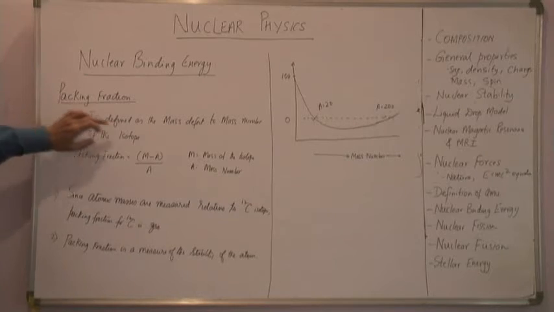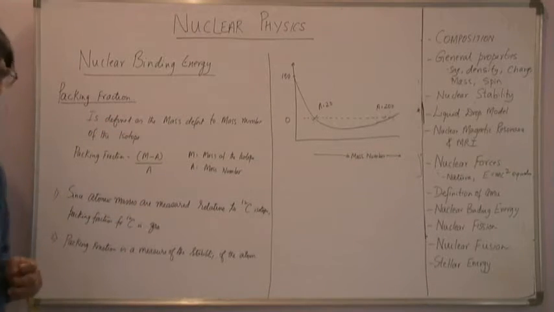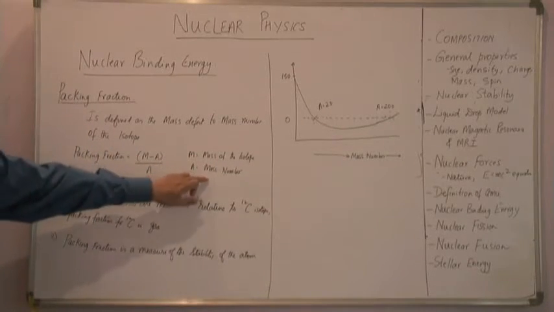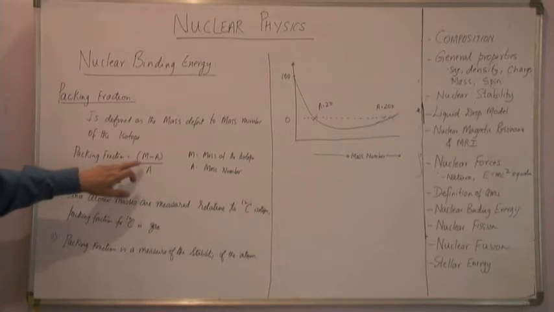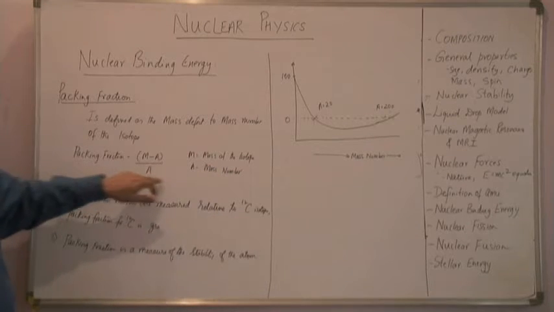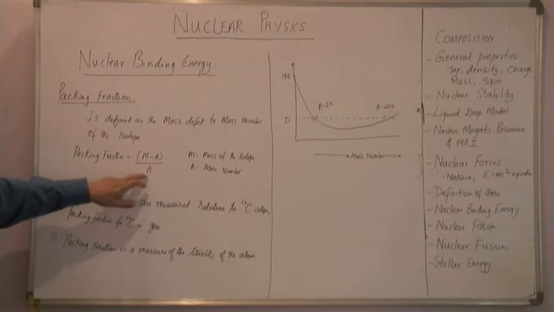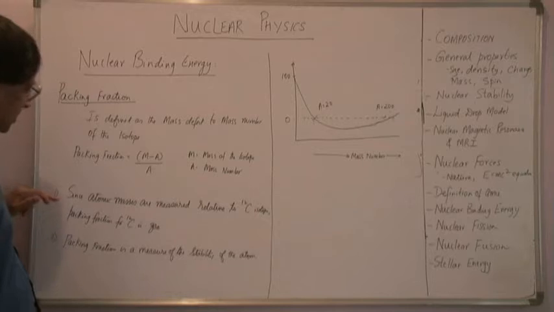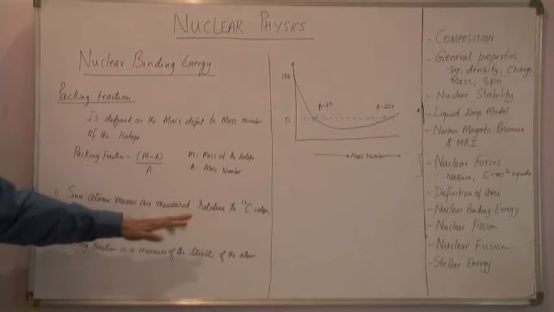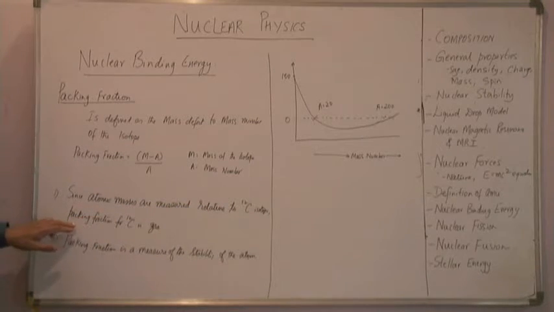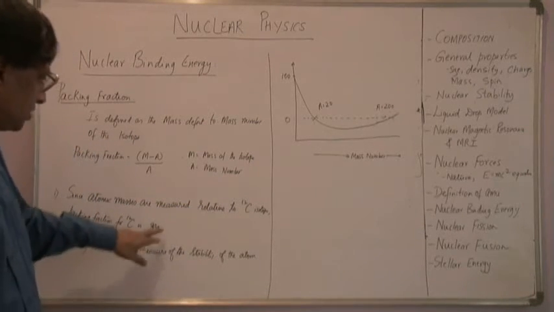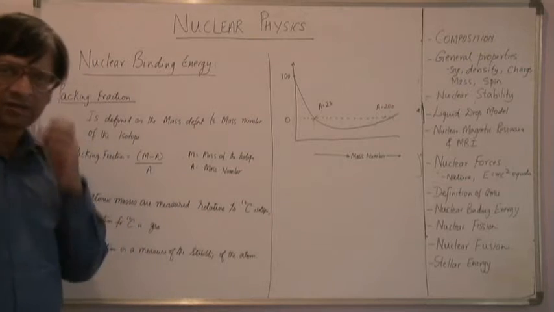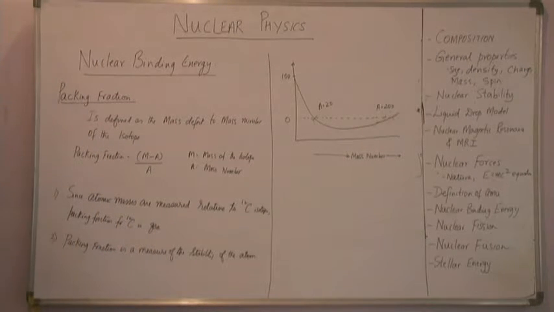Packing fraction is defined as the mass defect to mass number of the isotope. So for example, if we take M to represent the mass of the isotope, and A as the mass number, then the packing fraction is given by the mass of the isotope minus mass number, divided by mass number. M minus A divided by A is the packing fraction. Now let us note some important aspects here. One is, since atomic masses are measured relative to the C12 isotope, the packing fraction for the C12 isotope as such is zero. Next, the packing fraction is a measure of the stability of the atom. Packing fraction gives an indication of how stable the nucleus is.